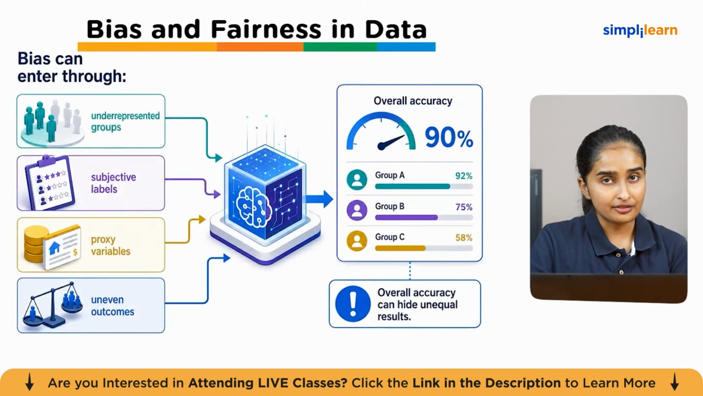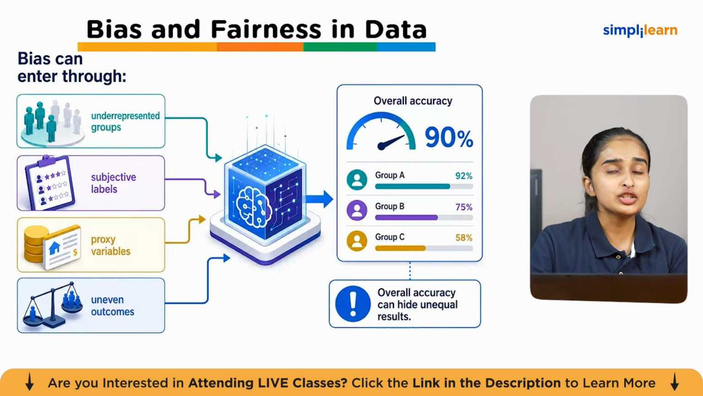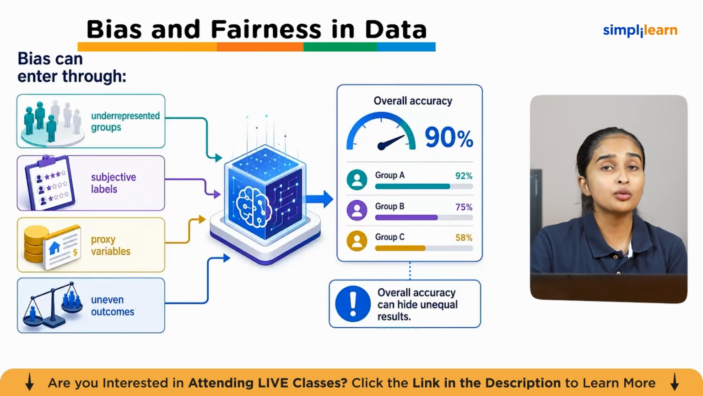Bias can enter at several stages. The dataset may underrepresent certain populations. Labels may contain subjective human judgments, and the variables chosen for analysis may act as proxies for sensitive characteristics. The model may also perform differently across different groups, even when its overall accuracy looks strong. Fairness therefore requires analysts to go beyond one overall performance number. They should examine whether errors and outcomes are distributed differently across relevant populations, and even investigate why.